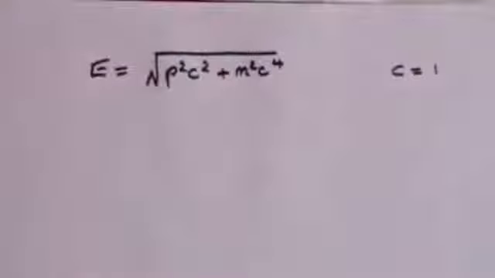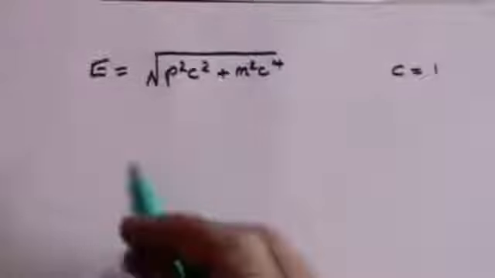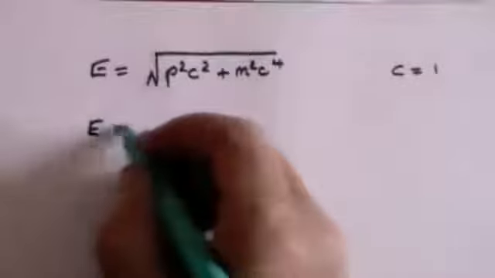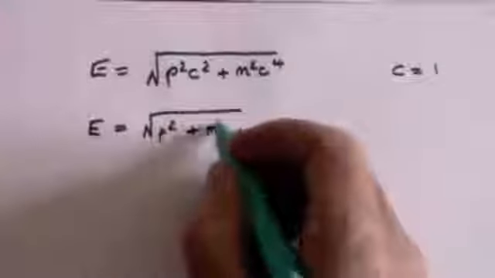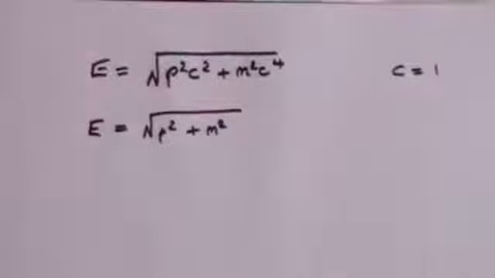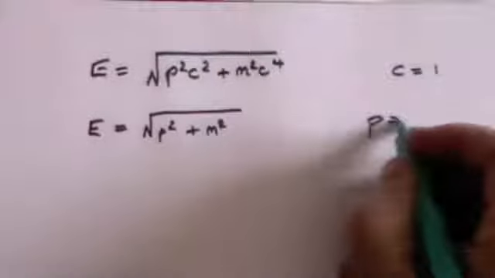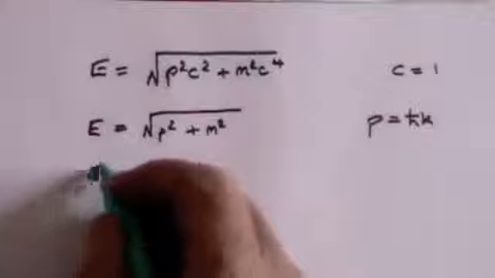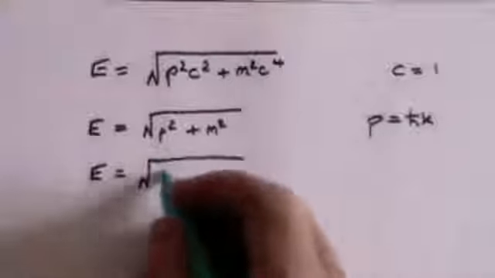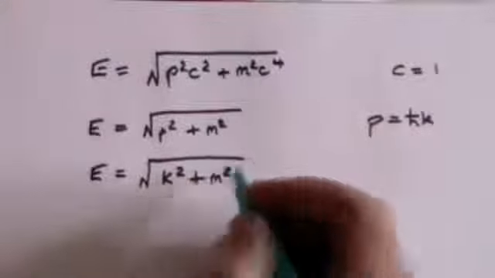Now if I set c equal to 1, along the same lines as setting h bar equal to 1, to get rid of the constants so they don't clutter up the place, then you can see that E is equal to the square root of p squared plus m squared. But p equals h bar k, and as we've said many times before, if you let h bar equal 1, then p is k, so E is now the square root of k squared plus m squared.